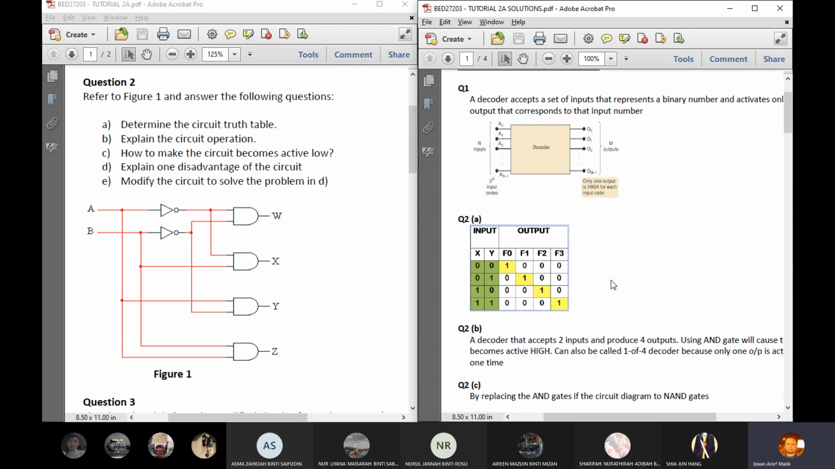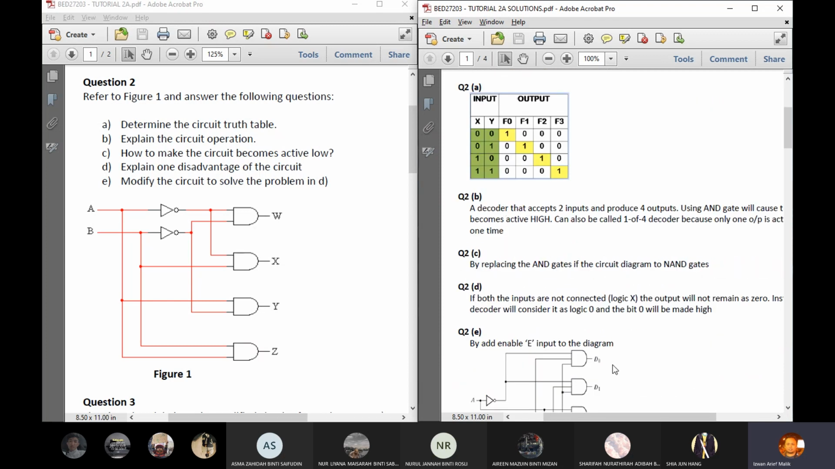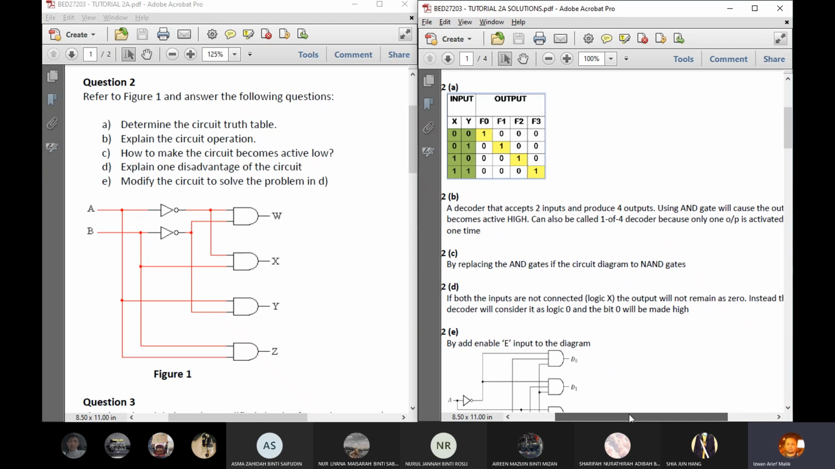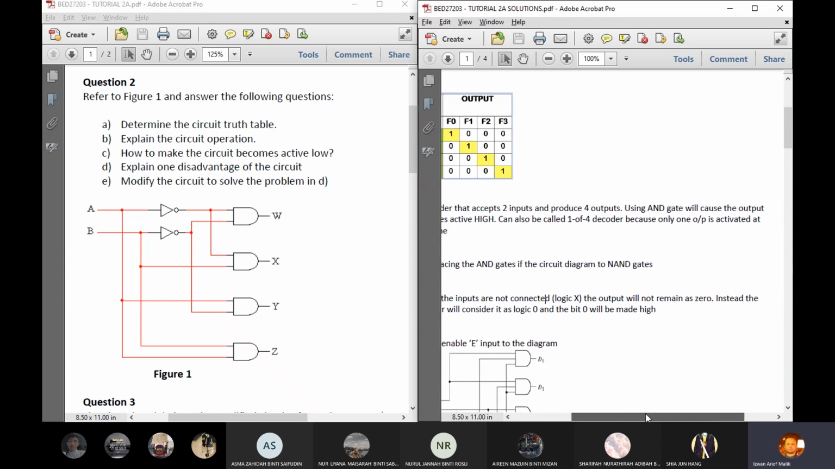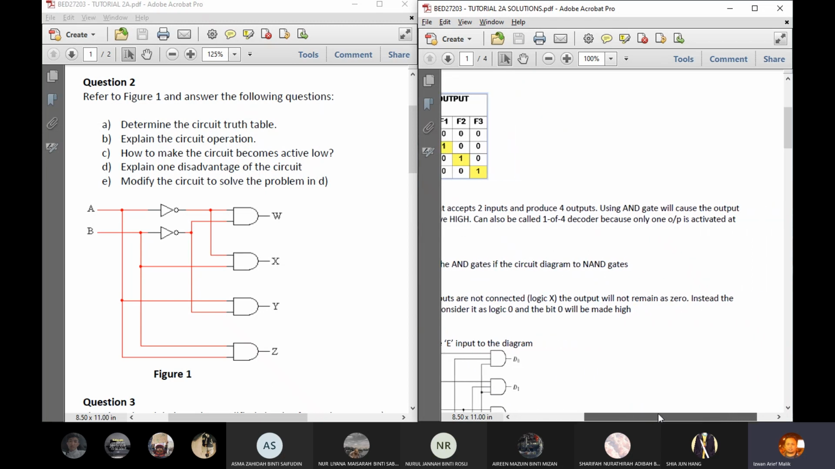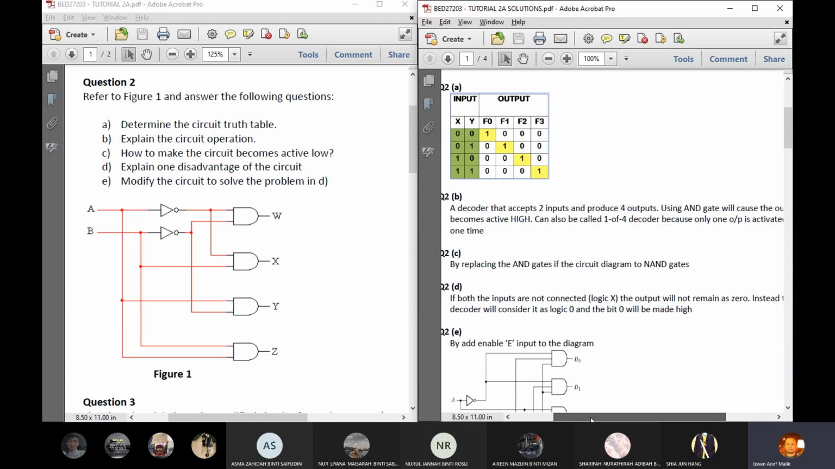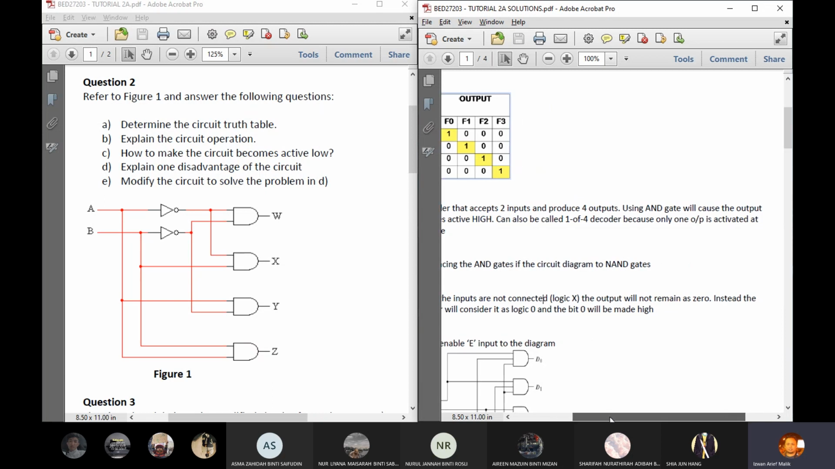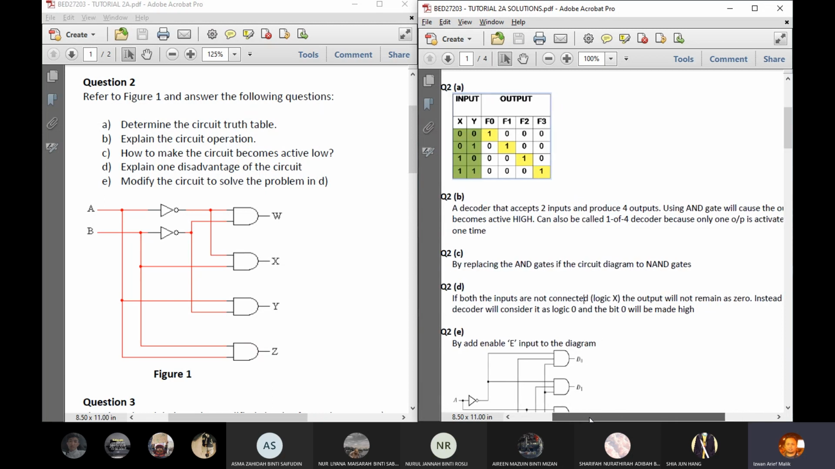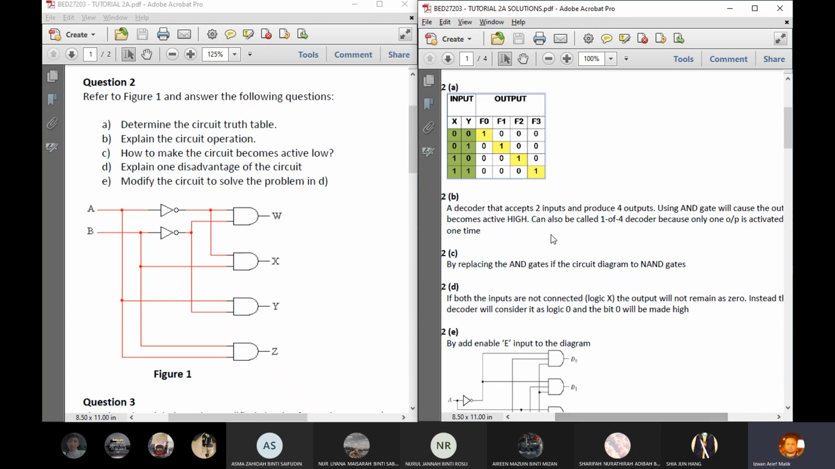Then explain the circuit operation. So a decoder that accepts 2 inputs and produces 4 outputs. And it's using AND gates, which will cause the output to become active high. Okay, sebab ini guna AND gate, bila AND gate dia akan jadi active high. This decoder can also be called a 1 of 4 decoder because only one output is activated at one time. Okay, ini semua dalam nota saya. You can find it there.